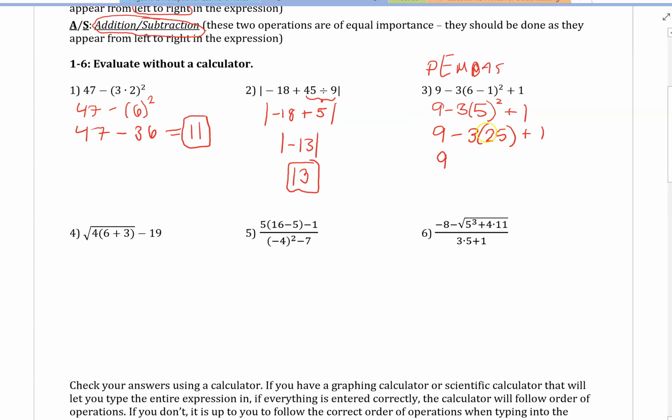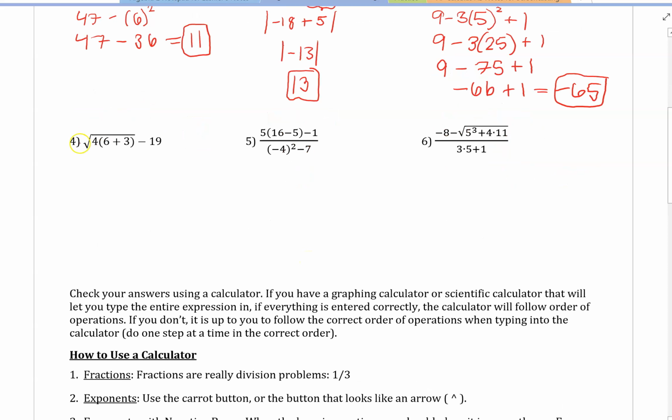Now, before I go left to right, I have to do this multiplication problem. So I get 75. Now I just have addition and subtraction, so I go from left to right. I'm going to do 9 minus 75 and get negative 66, and then I'll add 1 and get negative 65.